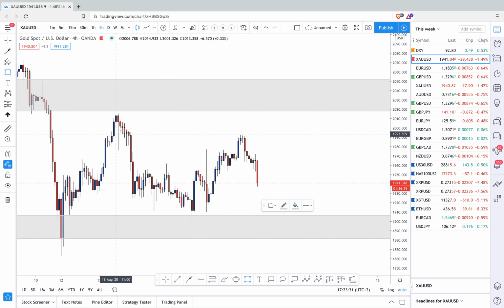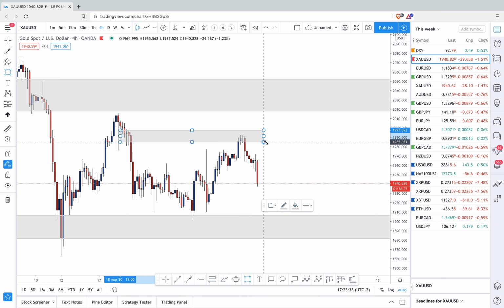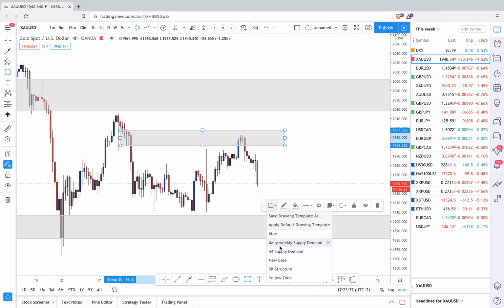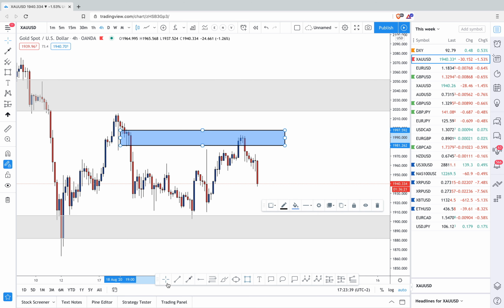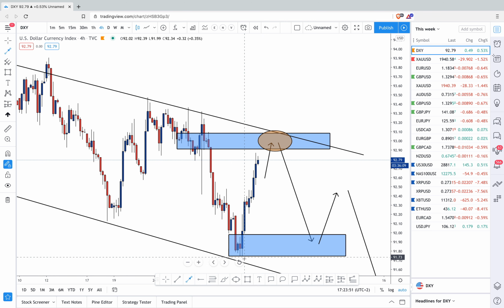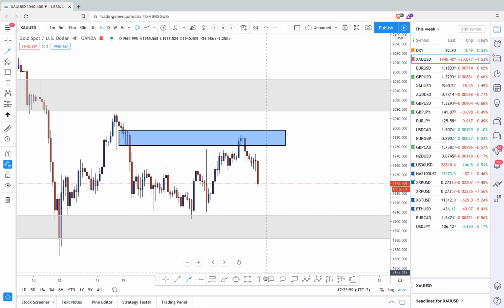In the last gold analysis, I was mentioning this supply zone over here, and this supply zone was responsible for this big short on gold, which was nothing that I was expecting. I did not expect that gold would drop that low. At the same spot on DXY, I was not expecting that this would be such a strong demand and push the price that high. Okay, but it's not a problem for us.